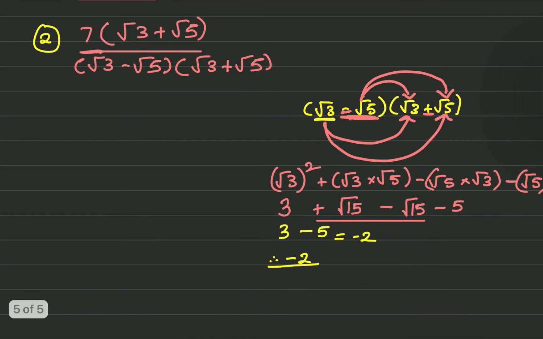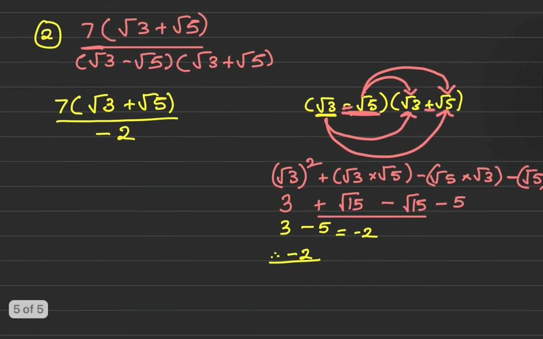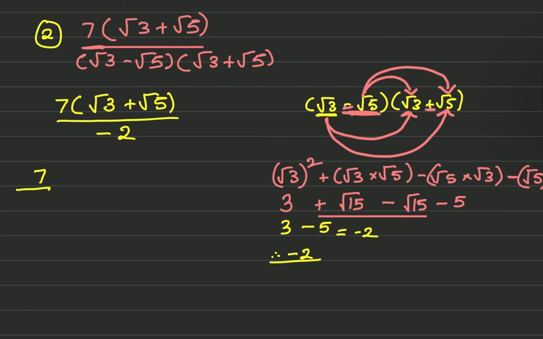So far we have 7 multiplied by root 3 plus root 5 upon negative 2. So this is our rationalized outcome, and you can simplify it even more if you'd like to. That would give us 7 upon negative 2 multiplied by root 3 plus root 5.